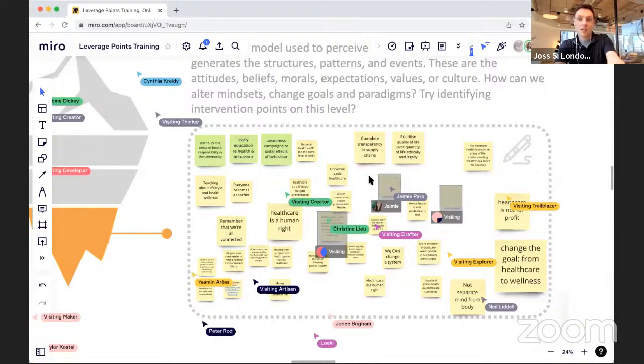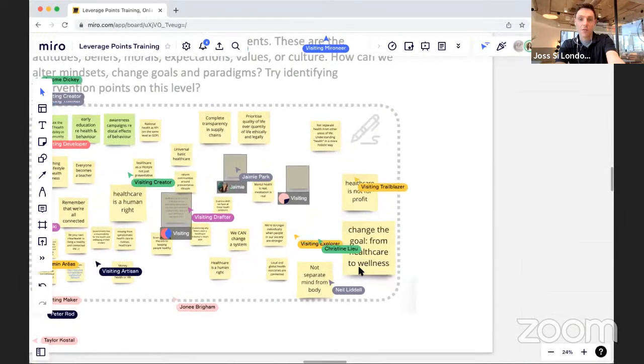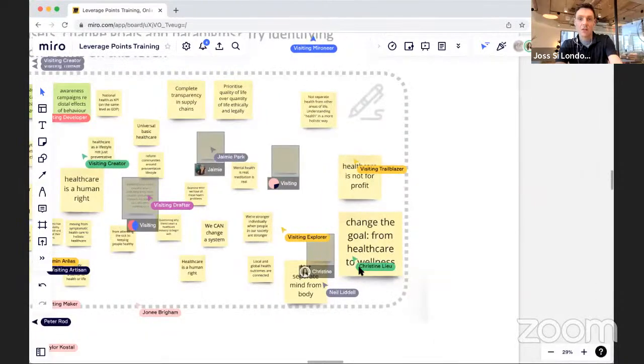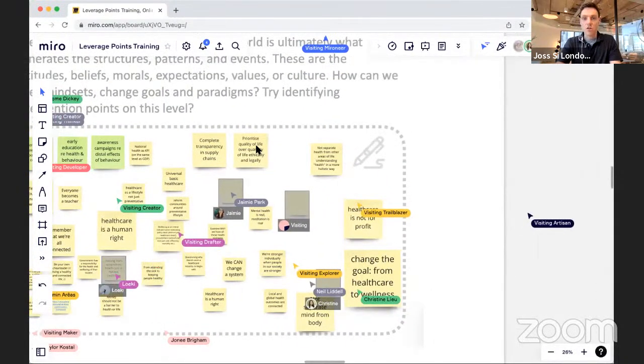Okay, let's take a little look at what we have here. So talking about mental models, someone was asking there in the chat, can they have an example of a mental model?